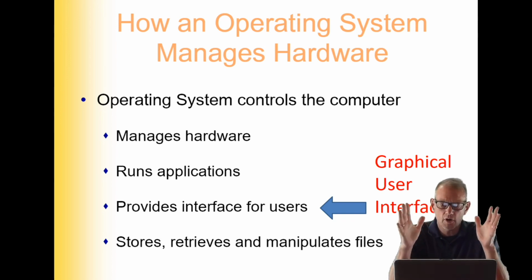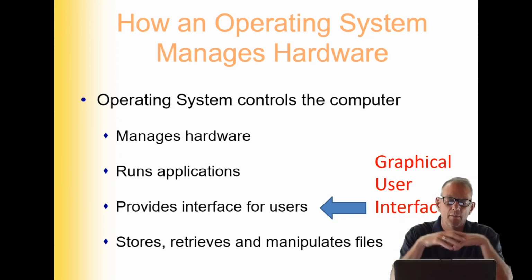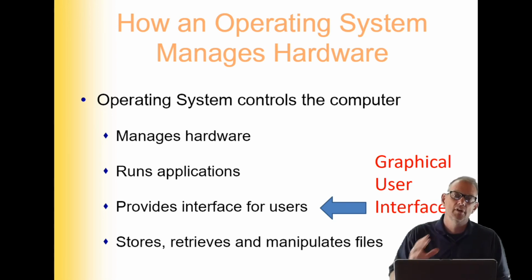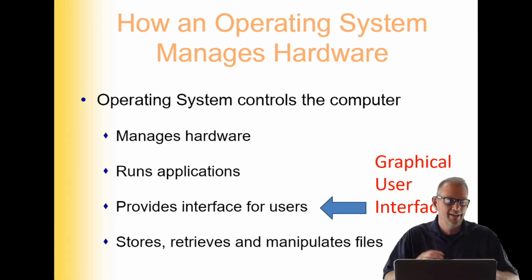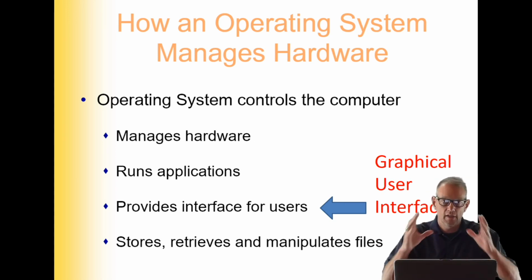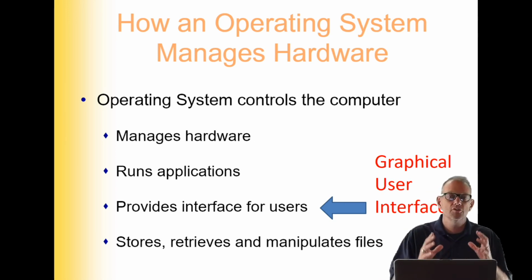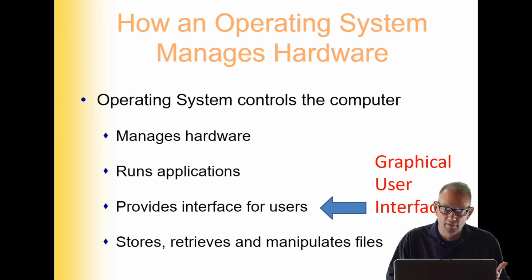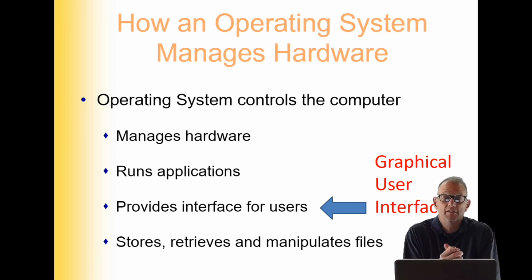It manages the hardware. It lets us run our applications. It provides the interface, what's called a graphical user interface, or a GUI. GUI is graphical user interface. The operating system provides that graphical user interface to us that is Windows 10. And it allows us to store, retrieve, and manipulate files, right? So that's the purpose of the operating system. Allows us to use our hardware, allows us to run programs, allows us to store and retrieve stuff.